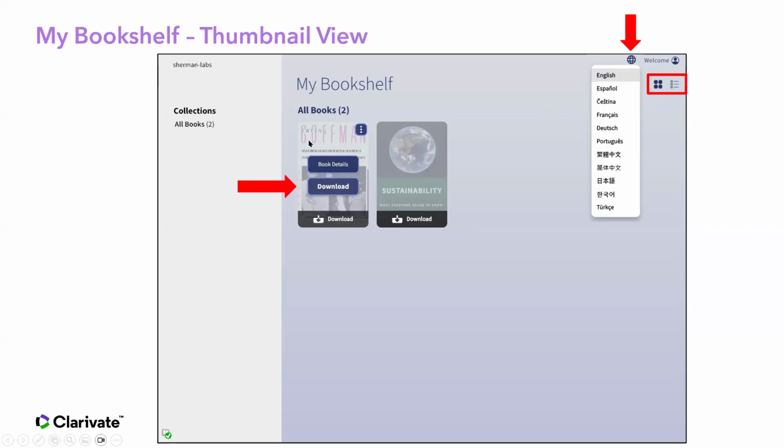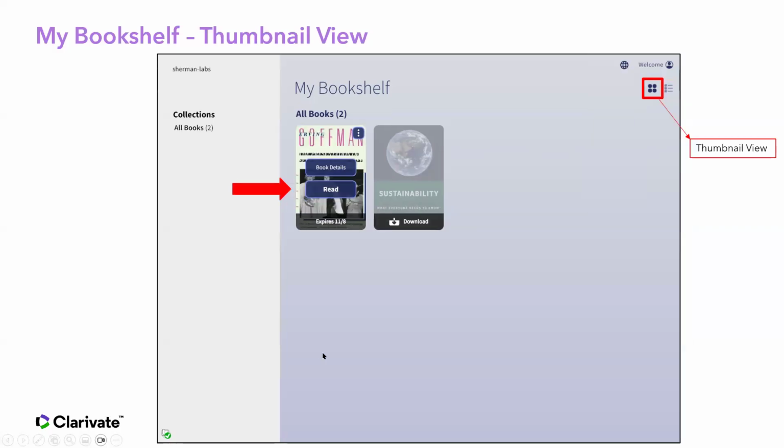We're going to see in our book details here, I've got 2 books in this example that have been added to my bookshelf. I have not actually downloaded them within the app yet. So you'll see I have the option to download and I have the option to go to book details. If I click on download, you'll see that in the thumbnail view, the book cover goes from being grayed out to having color. And now instead of download, I have the option to click on read and to open that book.